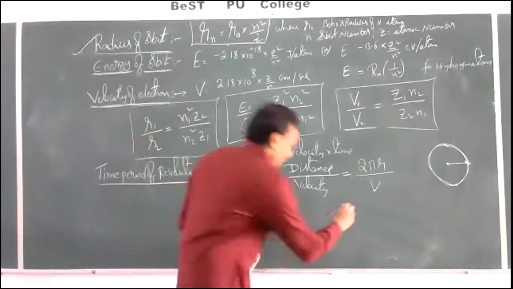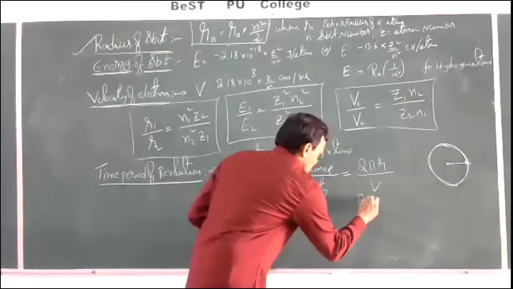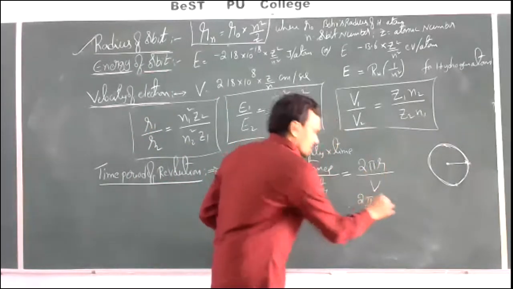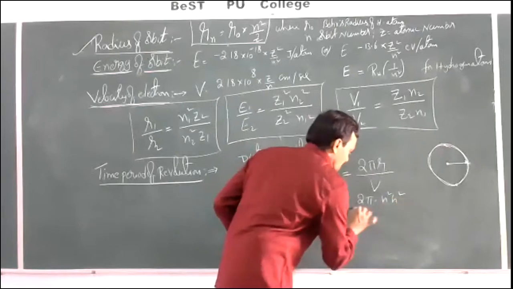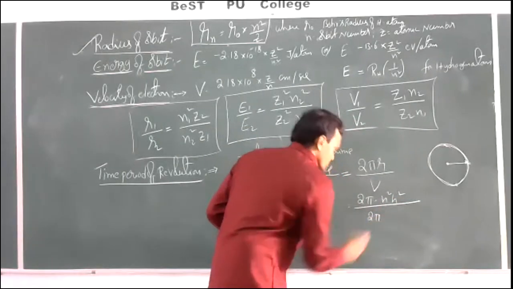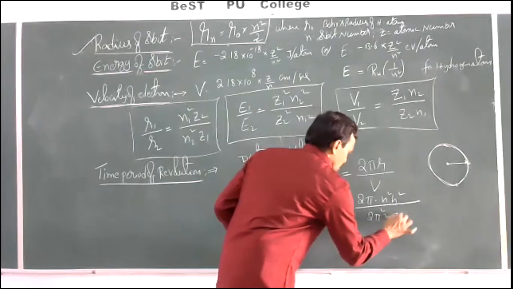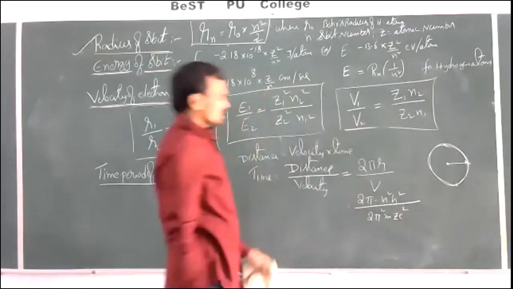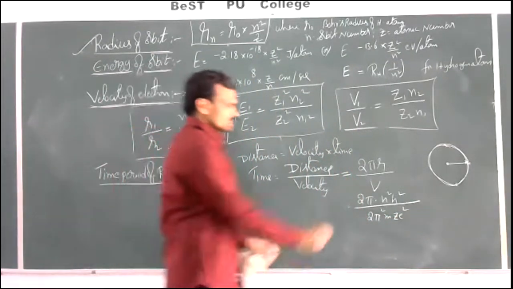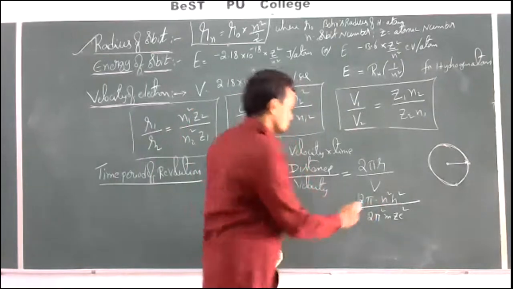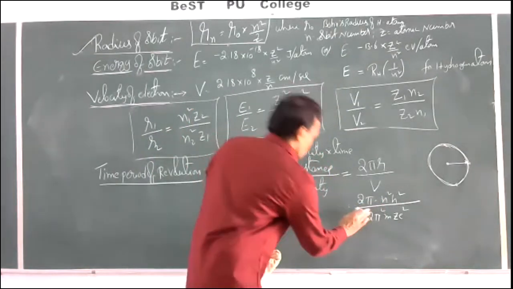Now see here, I will substitute the expressions. This is 2 pi into r. What is r? n square h square by 4 pi square m Z e square. This is the expression of radius, n square h square by 4 pi square.